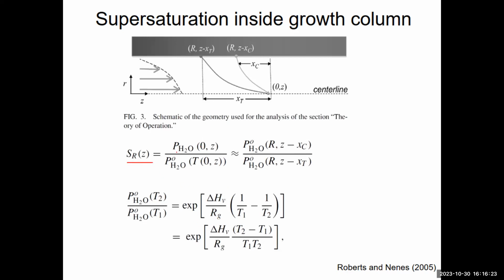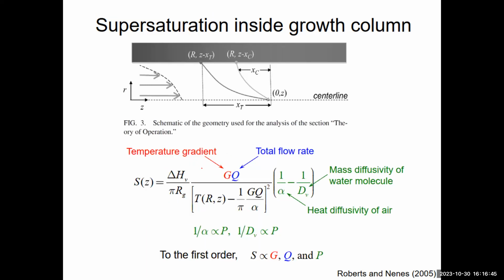Basically, the supersaturation, or the saturation ratio, is just the partial pressure divided by the vapor pressure. According to the thermodynamics equation, this is basically how the partial pressure is determined. So then you can incorporate the temperature profile, the temperature gradient, into this picture to find out how the saturation ratio is dependent on the settings of the instrument.